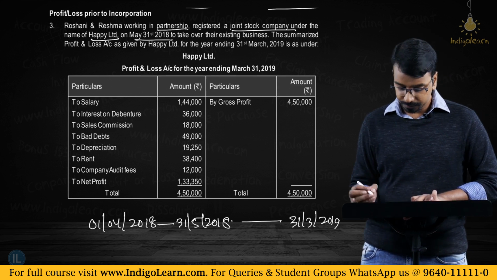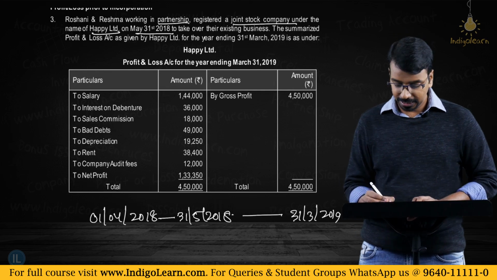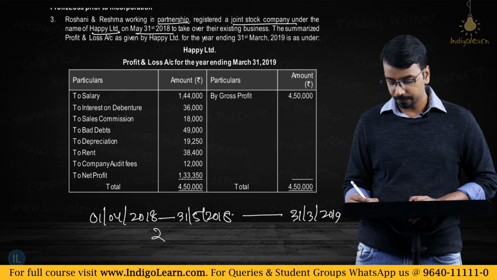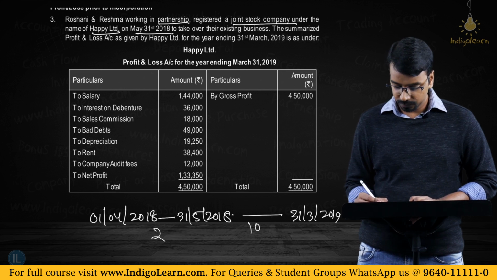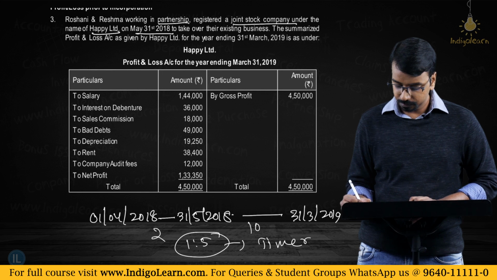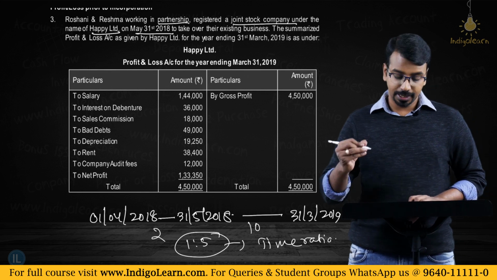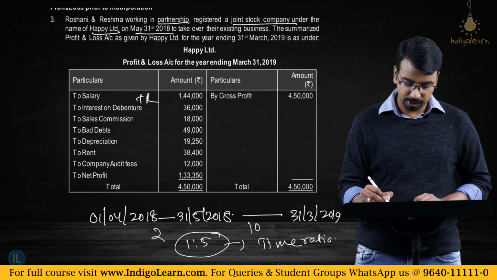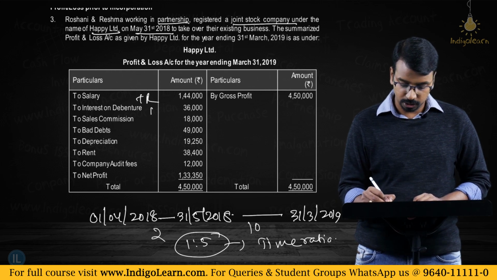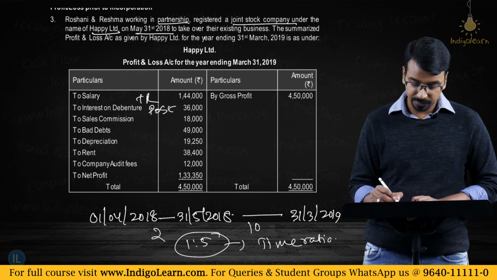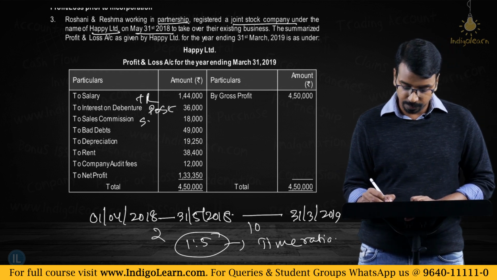This starts from 1st of April 2018, right? Now, what is the time ratio here? April and May, 2 months this side. June to March, you have 7 plus 3, 10 months this side, which makes it 1:5. This is nothing but your time ratio, right? Now, let's look at the items. Salary, unless other information is given, we'll do it on the basis of time ratio. Interest on debenture is only post incorporation, because debentures do not exist in a partnership firm. Then sales commission on the basis of sales ratio, bad debts on the basis of sales ratio.